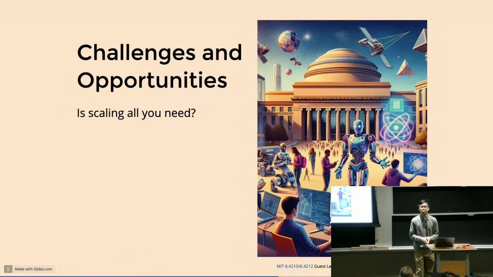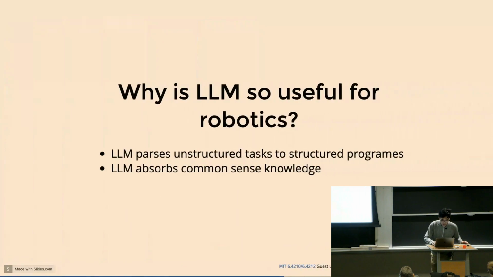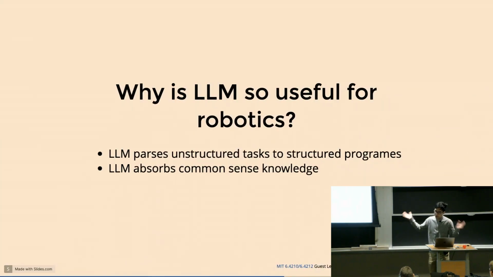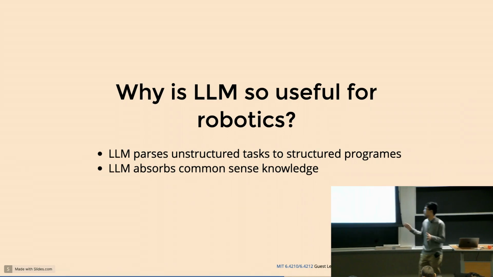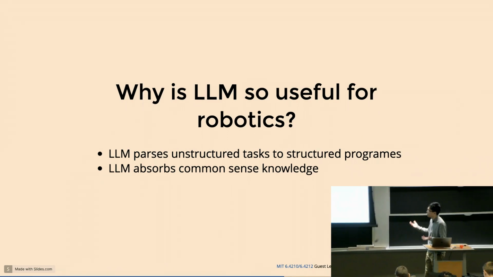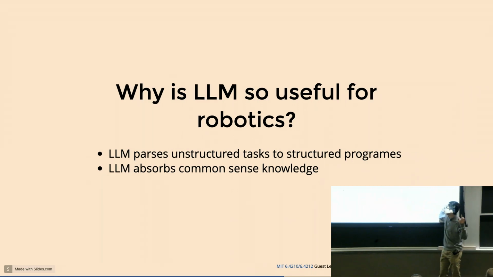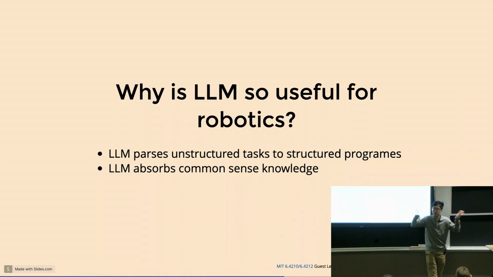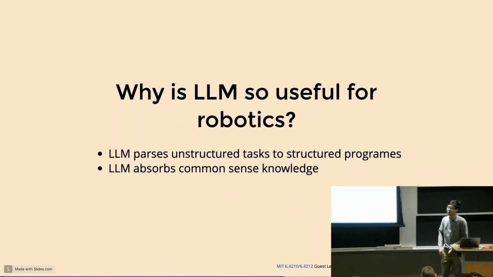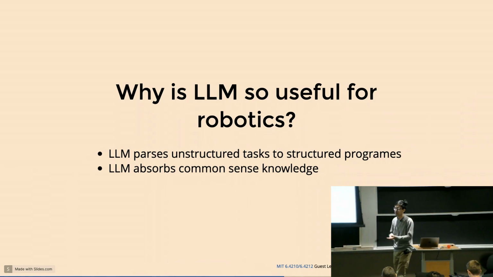I think a good summary of the previous section is that large language models are really powerful. They can learn all the common sense information. Why are large language models so useful for robotics? First, they can parse unstructured tasks into structured programs and use all the existing tools. The second reason is that large language models absorb common sense knowledge. However, when I say it can connect unstructured tasks to structured programs, I'm assuming that you still have these low-level programs that your large language model can use. Your large language model can still do the very high-level things that humans can tell it through instructions.